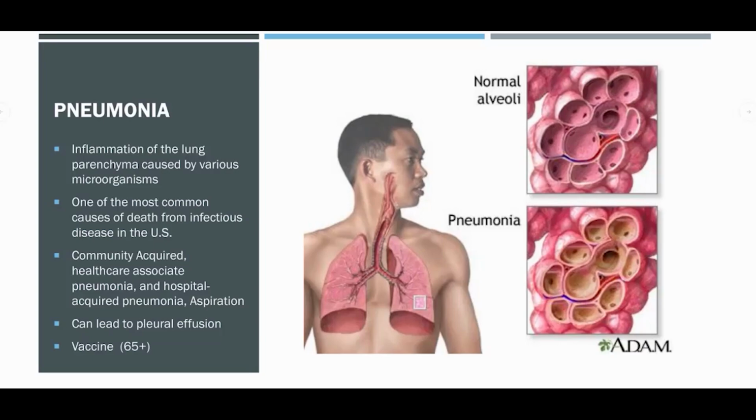There is a vaccine for pneumococcal. There's a couple different ones that target specific common microorganisms that cause pneumonia. It's recommended for patients age 65 and older. I think they've even started doing it at a younger age, 40, 50 years plus. They can recommend the pneumococcal vaccine.